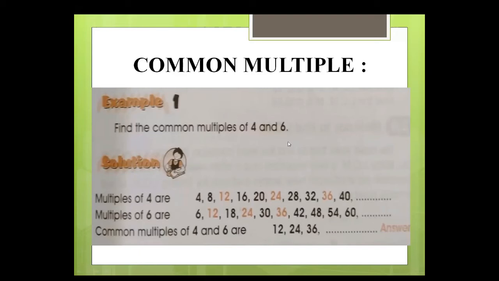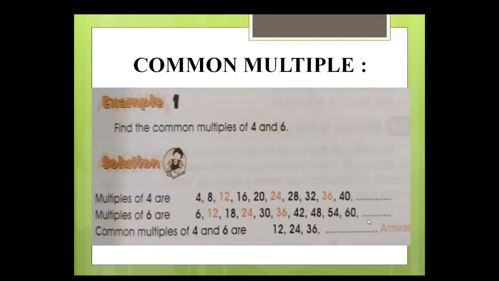Here we just have the numbers 4 and 6. Firstly, we list out the multiples of the numbers we have to find. So here you list out the multiples of 4. Then you have to list out the multiples of 6. So here you see that the multiples of 6 are all these.